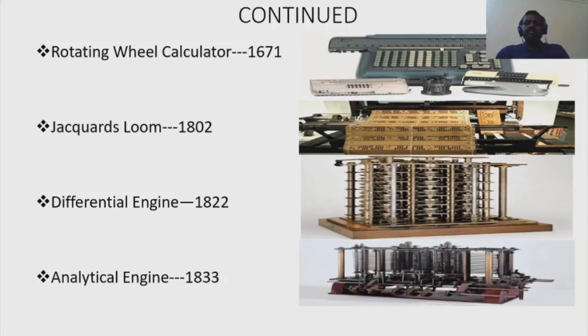So the analytical engine looks like this. Basically, it resembles the modern computer, with basic functional units such as the input and output devices, the processing unit, and the arithmetic and logical unit. Whatever modern computer we see in today's world resembles the analytical engine, which was designed by Charles Babbage in 1833. This is why he is regarded as the father of the computer.